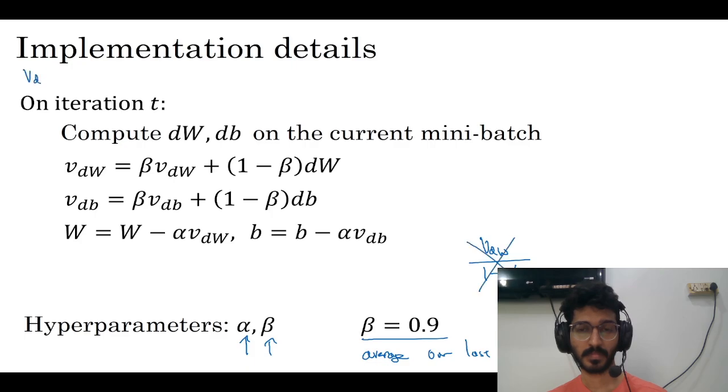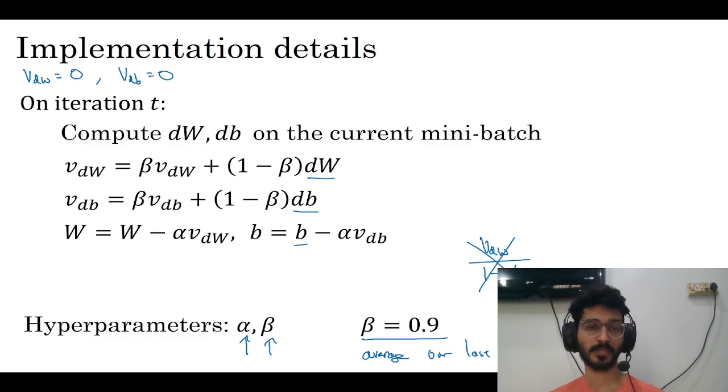And of course, this process is initialized with VdW equals 0. Note that this is a matrix of zeros with the same dimension as dW, which is the same dimension as W, and Vdb is also initialized to a vector of zeros with the same dimension as db, which in turn has the same dimension as b.